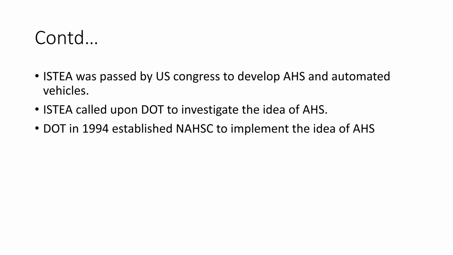So just keeping up with that, ISTEA, which stands for Intermodal Surface Transportation Efficiency Act, was passed by the United States Congress in 1991 with a budget of $650 million. And the aim of this bill was to develop AHS and automated vehicles.